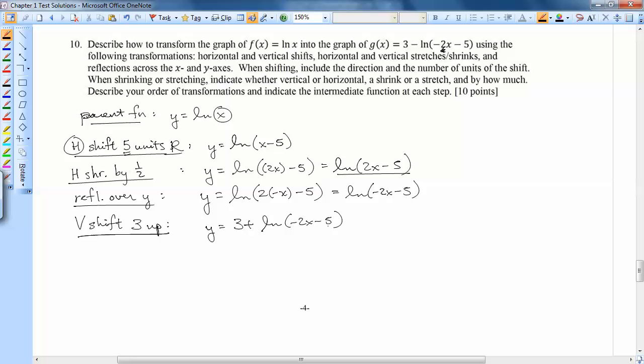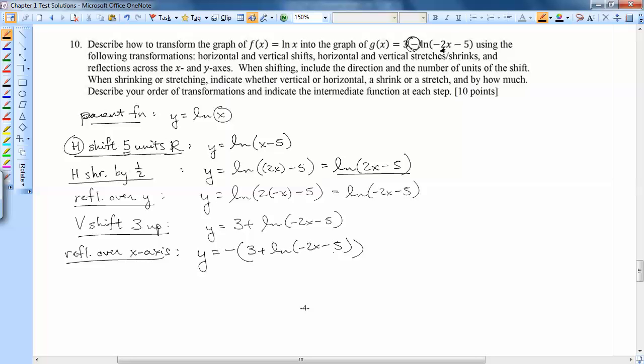Now I notice you have this negative in front of the ln, so I'm going to have to flip the thing over the x-axis. So let's do our reflection over the x-axis. If I do a reflection over the x-axis, that's the same thing as taking my y that I had before and turning it into a negative y instead. So it's negative everything I had before: 3 plus ln negative 2x minus 5.